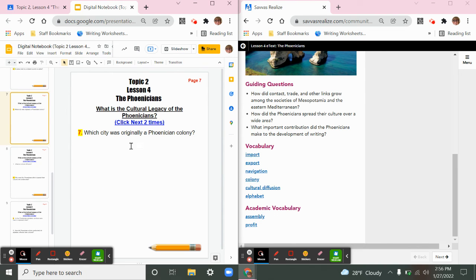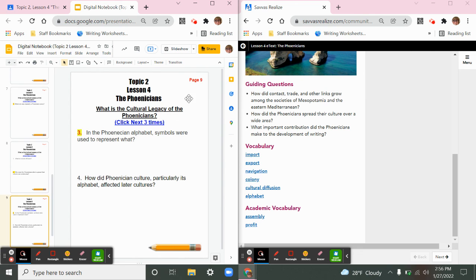On page 7, we have another quiz question, which is, which city was originally a Phoenician colony? Same as the last slide, you need to click next 2 times from the original page. That's where you're going to find that answer. On page 8, question 2, you're going to have to click next 3 times from the original page. But we have, why were the Phoenicians able to spread their culture over a wide area?